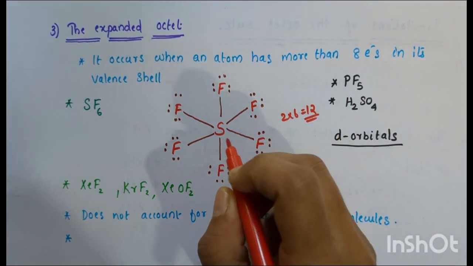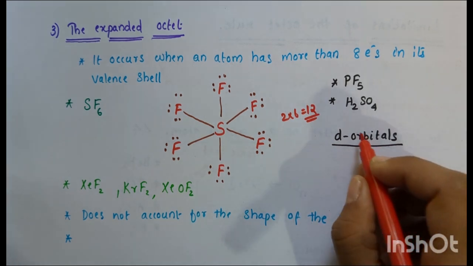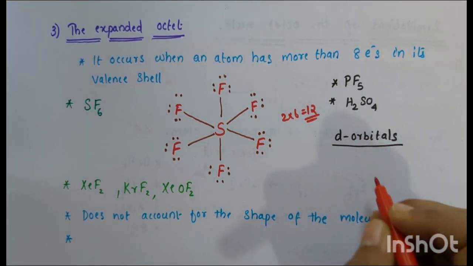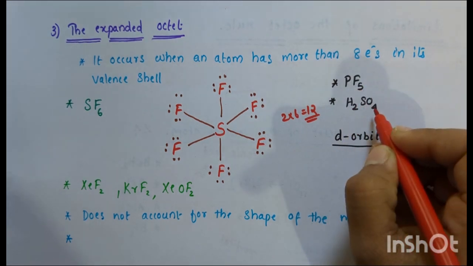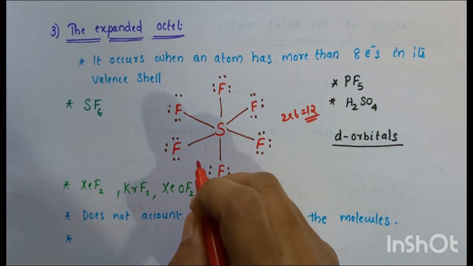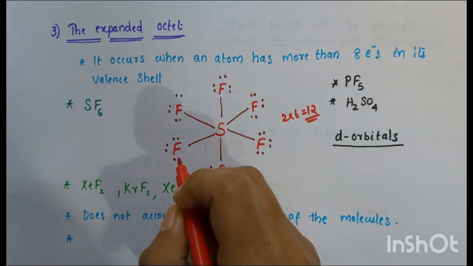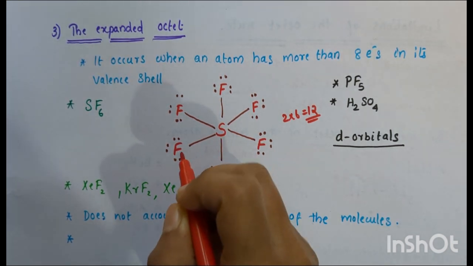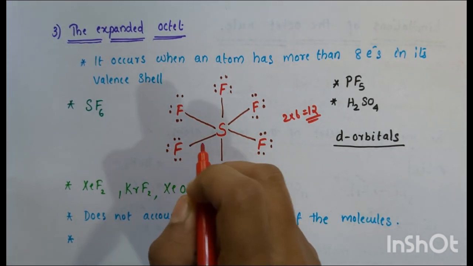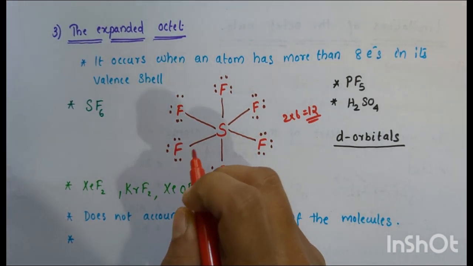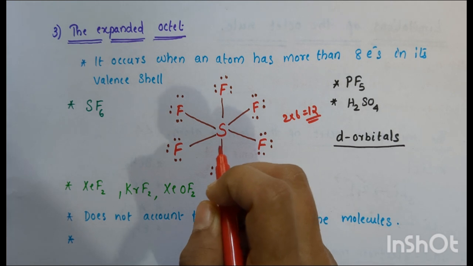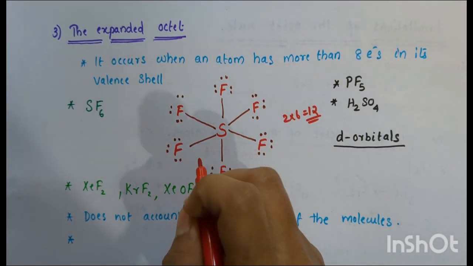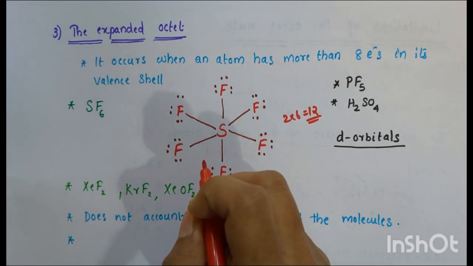Sulfur can accommodate this expanded octet due to available d orbitals. Some other examples of such compounds with expanded octet are PF5, H2SO4, etc. So, the expanded octet is a limitation of the octet rule observed in elements from the third period onward. This limitation allows these elements to hold more than 8 electrons in their valence shell by utilizing d orbitals, enabling them to form stable compounds that the simple octet rule cannot explain.